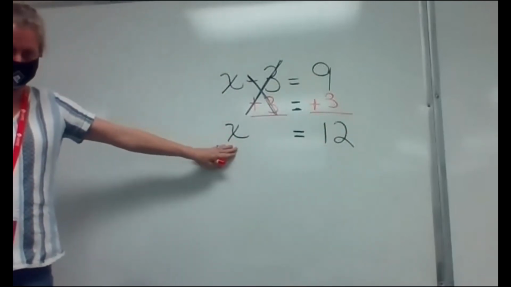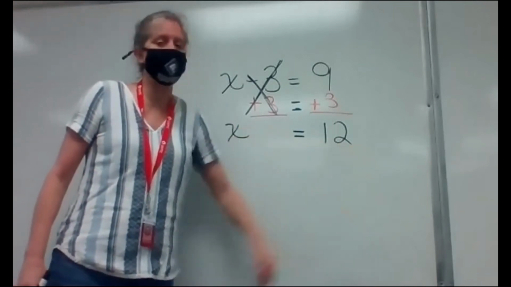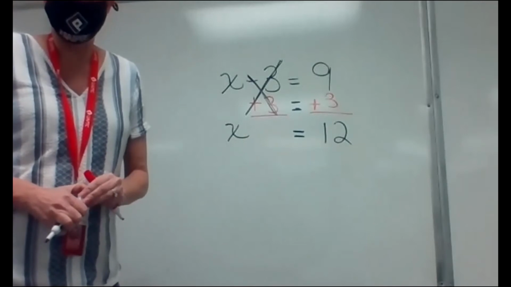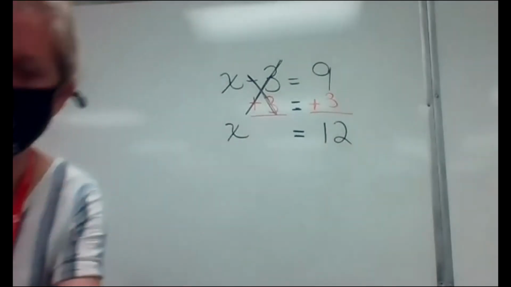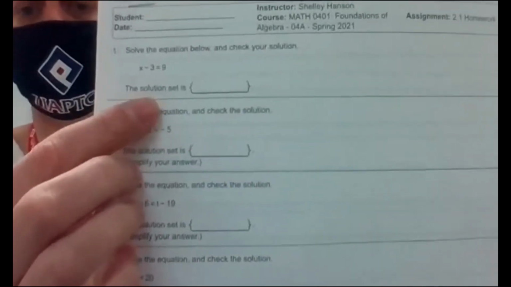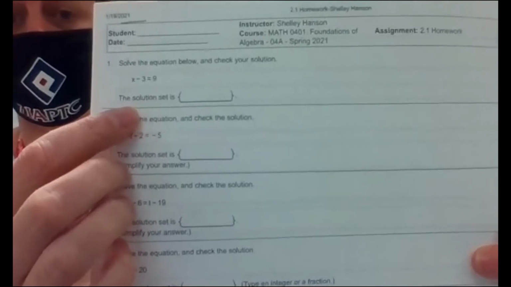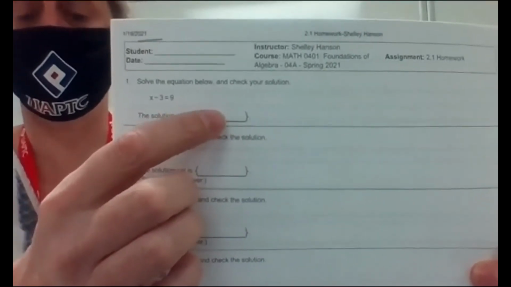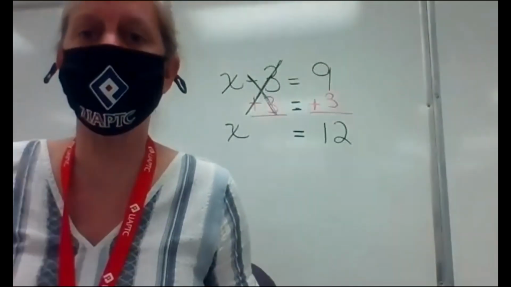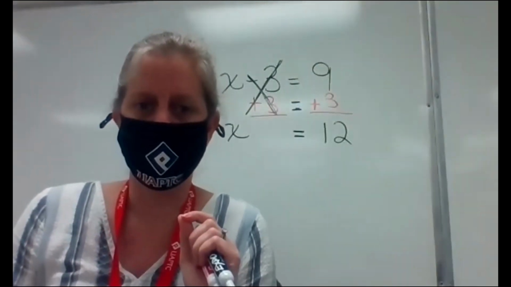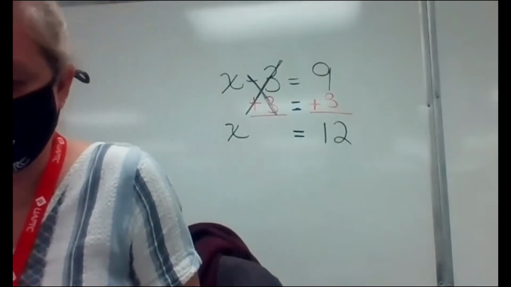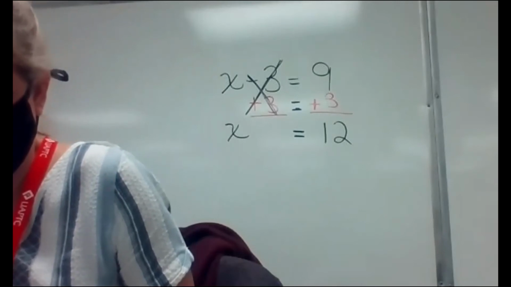Once you get the variable by itself, the other side of the equal symbol is your answer. Now, when you go and type this in, you'll notice it's going to say exactly what this says. The solution set is. That's just simply where you put your number. You don't even put the X. You simply put 12 or whatever your answer is. You don't need to put X equals or anything like that.